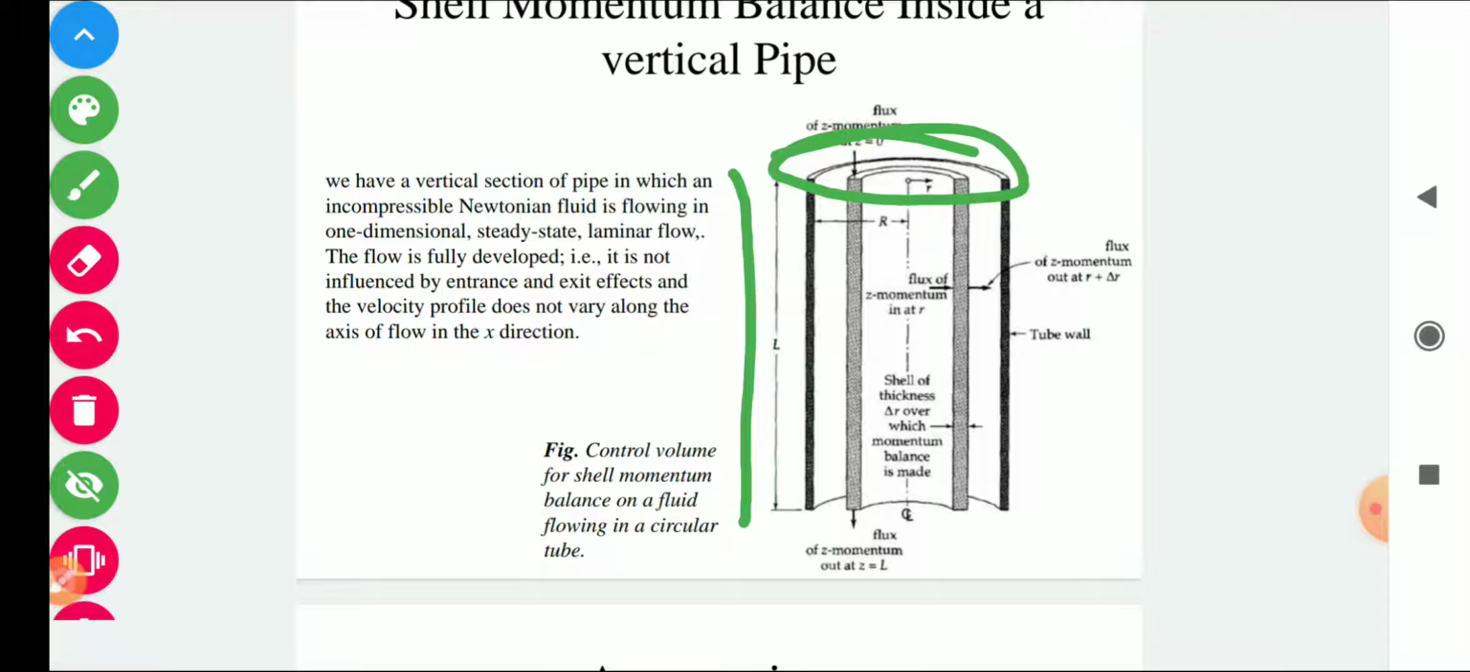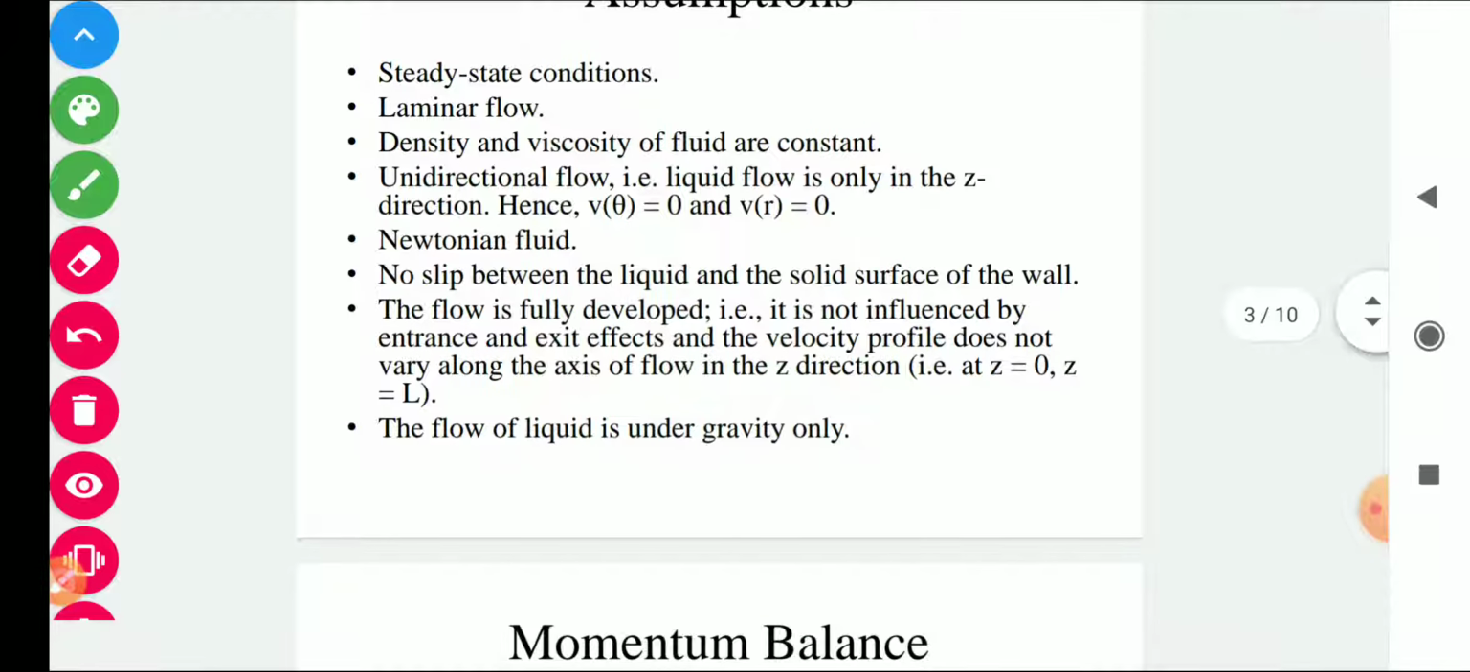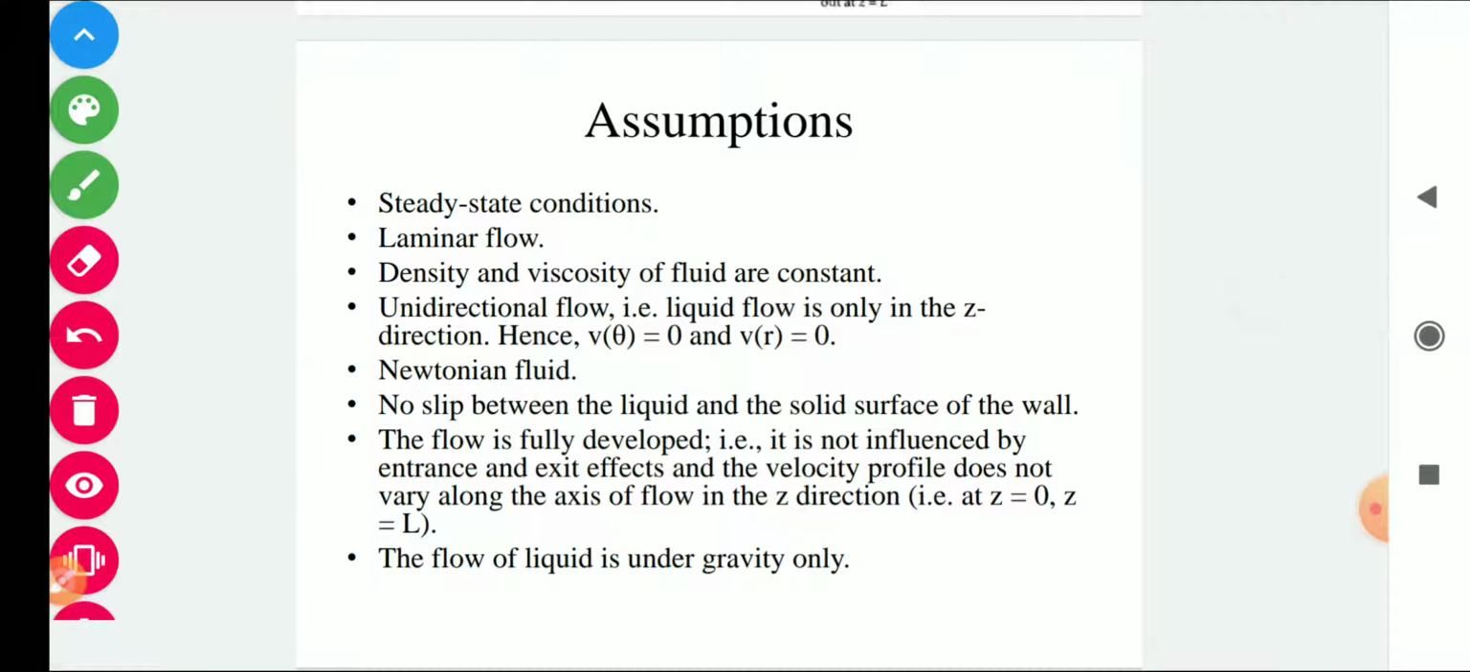If this section is very small as compared to the entire length of the pipe, then we can neglect this effect, because it is very negligible and the fluid is fully developed. So in this case we are assuming the fluid is fully developed and there is no effect of the entrance, and there is no velocity variation along the x-axis. And the flow of fluid is under gravity only. It means there is no external force applied on the fluid, and the flow occurs only due to gravitational force. So these are the major assumptions.